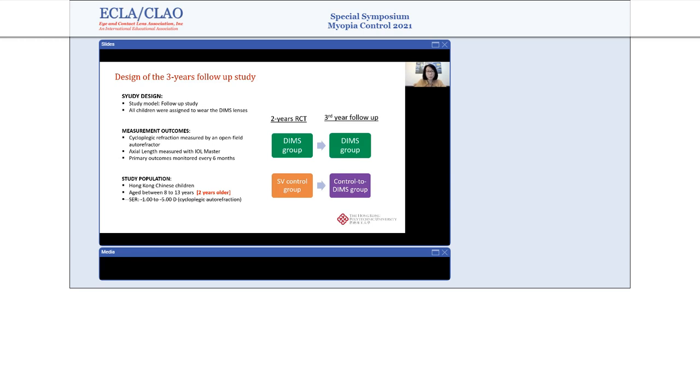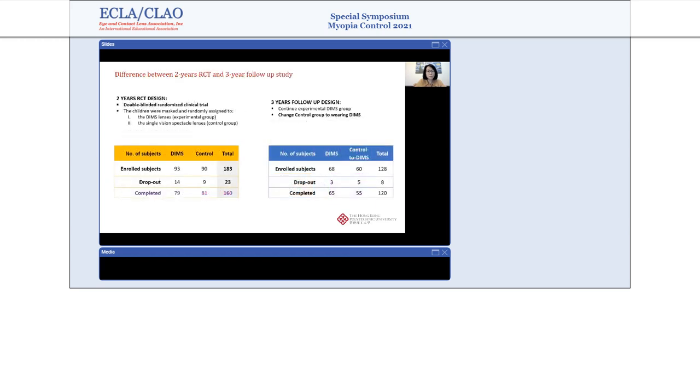Children were now 2 years older, and the criteria for the ocular refraction was not applied in the follow-up study. These two tables show the comparison of the subjects' numbers between the 2 years RCTs and the 3-year follow-up study. 75% of subjects remained in the follow-up study. The table on the right shows the third year enrolled subjects and dropouts. At the end of the third year, 65 subjects from the DIMS group completed, and 55 subjects from the original control group switched to wear the DIMS lens completed the 1-year follow-up.